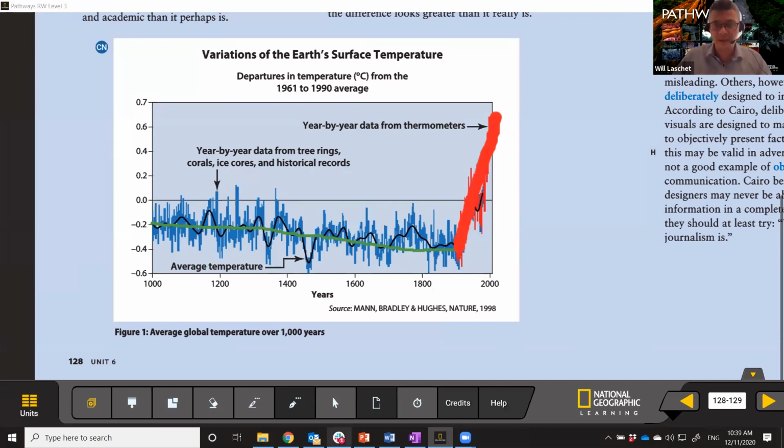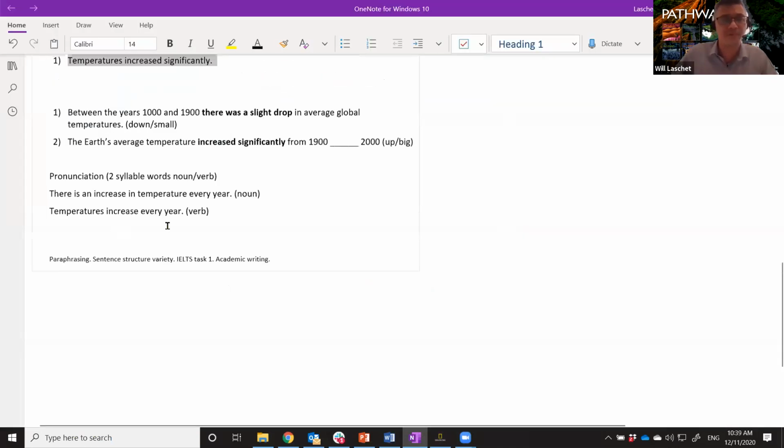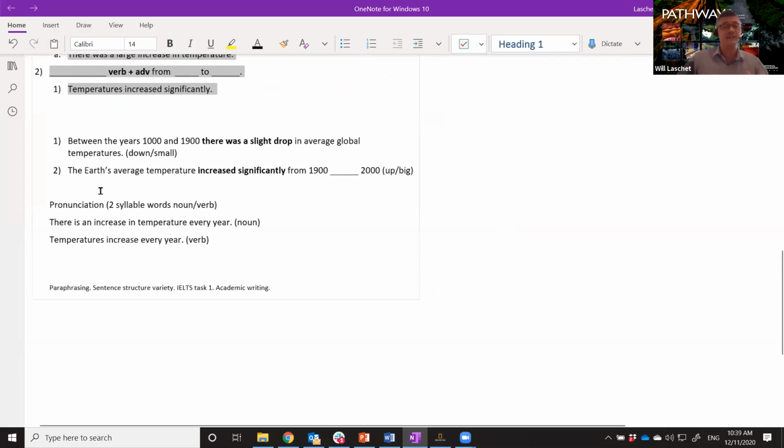One more thing I'm going to mention about this. One more thing, if I can find the right thing. Yeah, here in terms of pronunciation, just want to mention this because it's a common mistake. We've got here, there is an increase in temperature every year. This is a noun. And we've got here, temperatures increase every year. This is a verb. I'm just going to say that again.